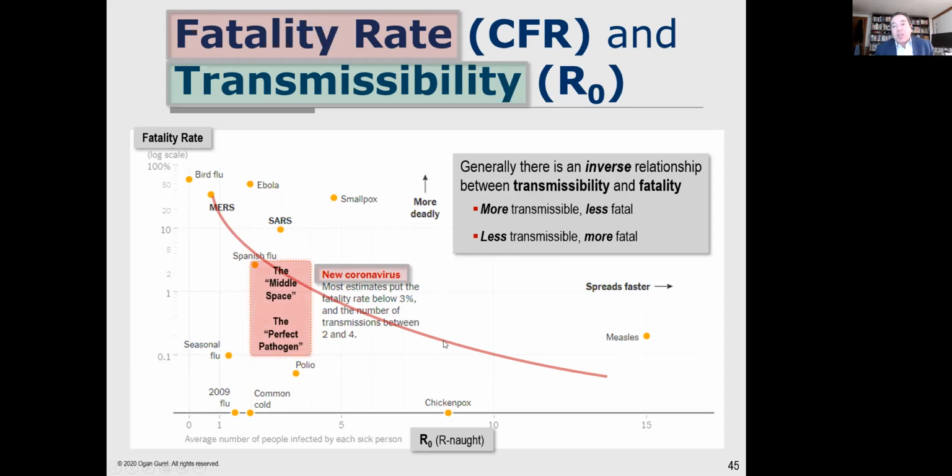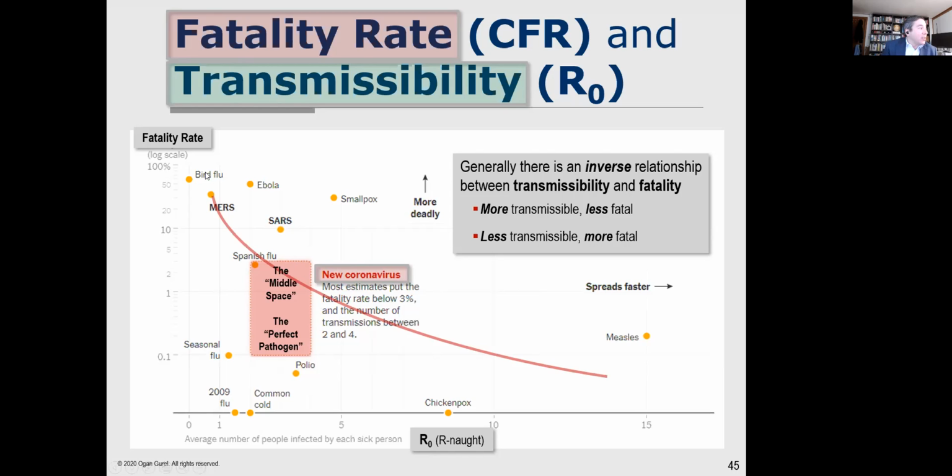The challenge of the new coronavirus, SARS-CoV-2, is that it's in this middle space. It's not hugely transmissible, it's not hugely fatal, but it's fairly fatal with certain percentages we'll discuss, and fairly transmissible. And of course, that transmissibility depends on social distancing and so forth. But at a rough level, it's in this middle space. That's one reason why it is so dangerous.